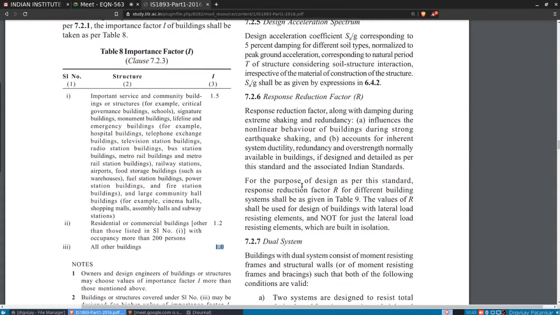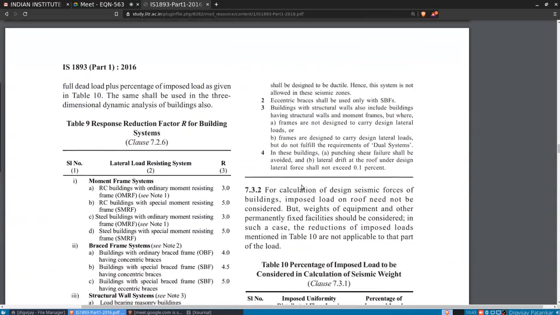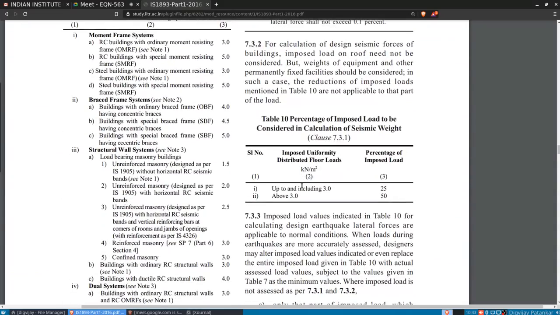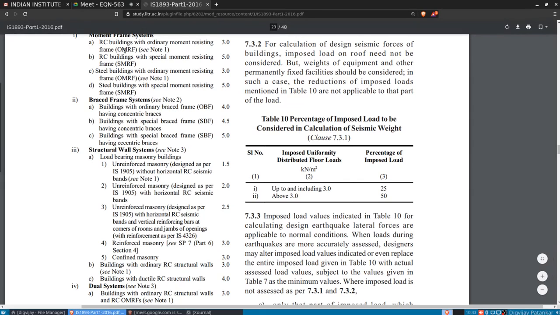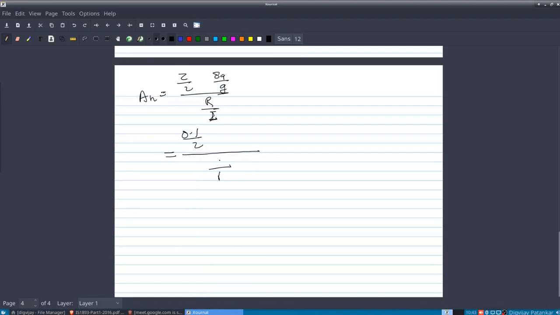So this is 1. What about R? Response reduction, it is table 9. 3. Yeah, you can go for 3 here because it is seismic zone 2. Nobody is stopping you to call it special moment resisting frame and then design as per proper ductility provisions. Nobody is stopping you from doing that, but that is not necessary as such. So you can go for ordinary moment resisting frame, and 3 is our number that we are going to use here. So R is 3.